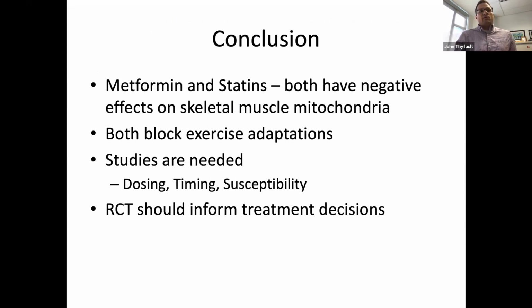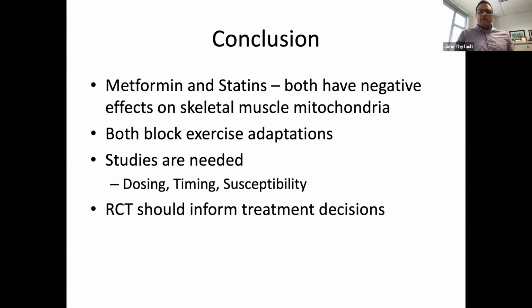So this is a really interesting thing in the field, that we have a lot of people who are sedentary and at risk for metabolic disease and cardiovascular risk who are put on these drugs, and they're also told to exercise. And we have data that metformin and statins both have negative effects on skeletal muscle mitochondria, both block exercise adaptations, and there's a lot of need to do more studies on dosing, timing, and susceptibility. And then we hope that randomized controlled trials can inform treatment decisions.